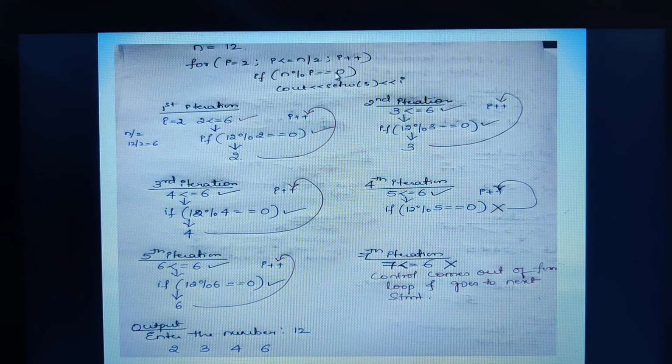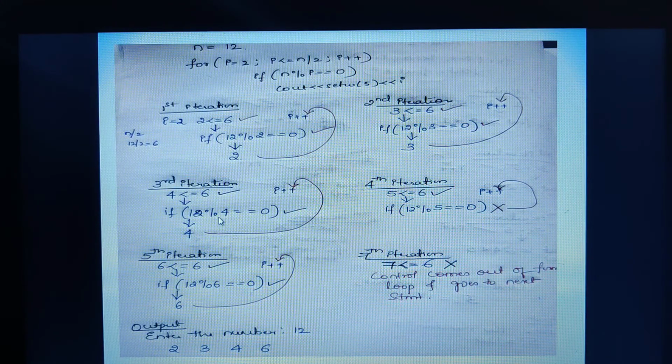Therefore, on satisfying this condition, I am printing the value of i. So 3 is printed. Coming to the third iteration, here i gets incremented after that. i always gets incremented until this condition becomes false. Once i gets incremented, i value becomes what? 4. 4 is less than or equal to 6, children. Yes, the condition is true.